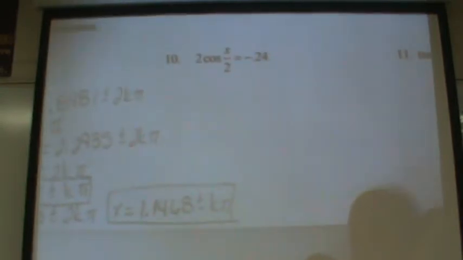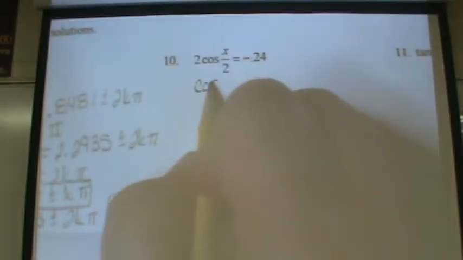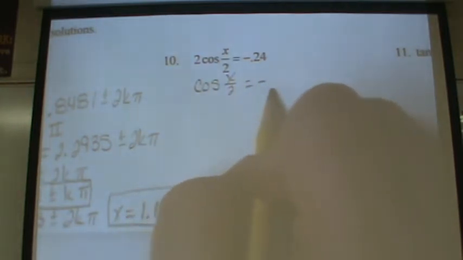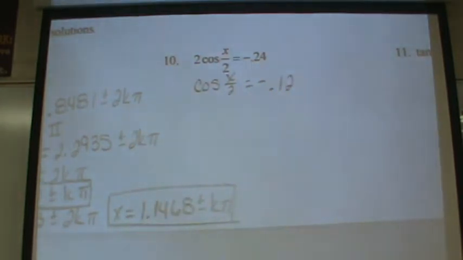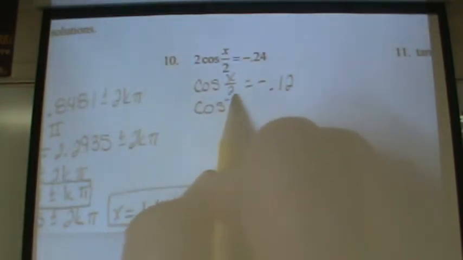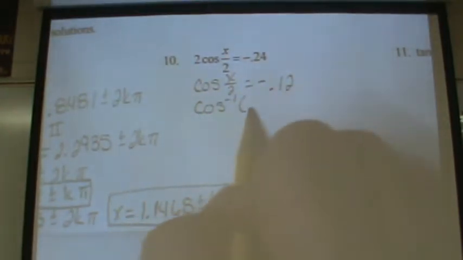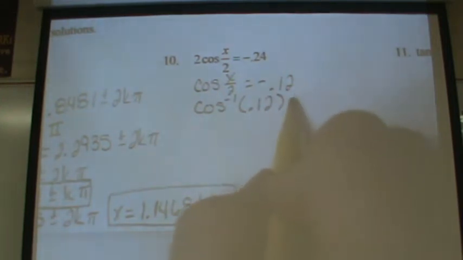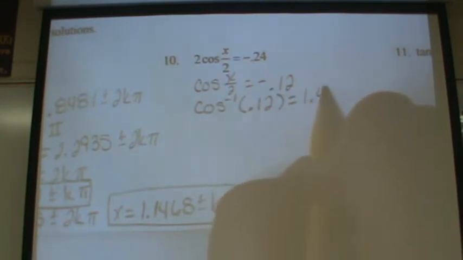Number 10. Again, we want to isolate our cosine. So we're going to have cosine of x over 2 equals negative 0.12. When you take the inverse cosine, remember that you want to take the inverse cosine of the positive. So we're taking the inverse cosine of 0.21, which is going to give us 1.4505.